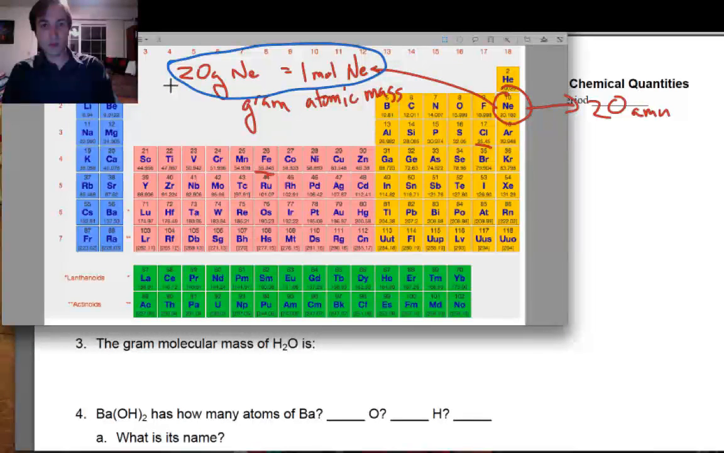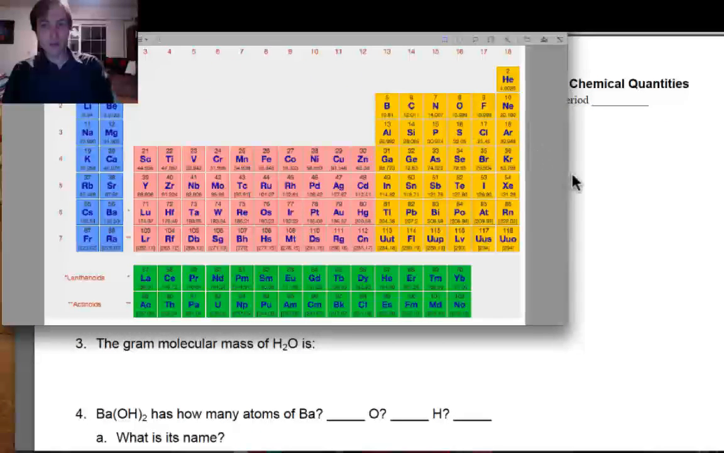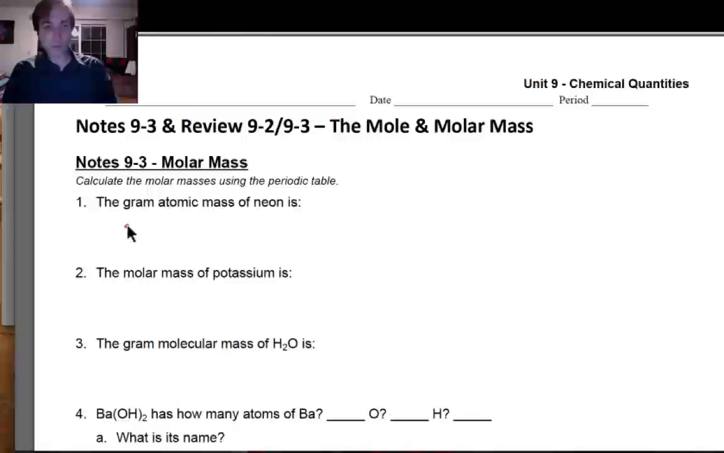20 grams of neon equals 1 mole of neon. So you go back here. Again, 20 grams of neon equals 1 mole. So that is the gram atomic mass. The units should be grams.